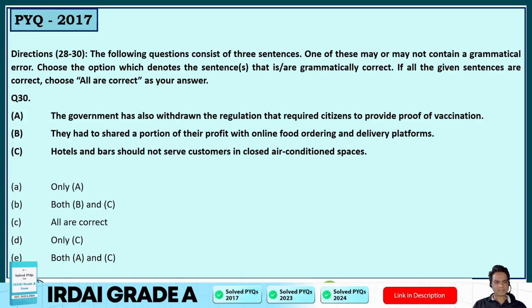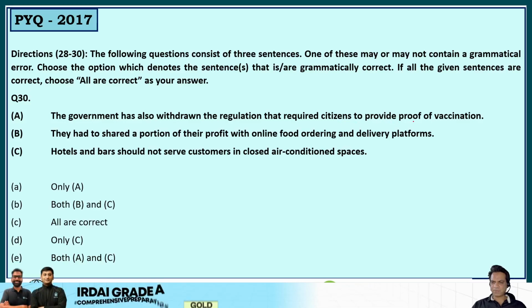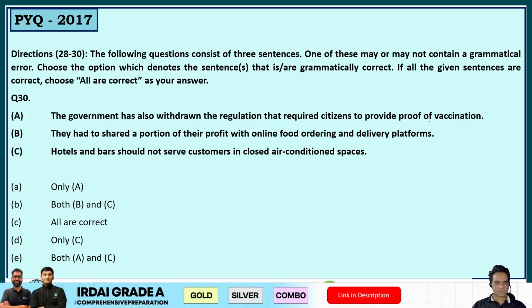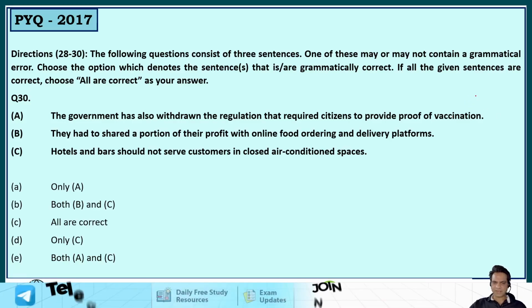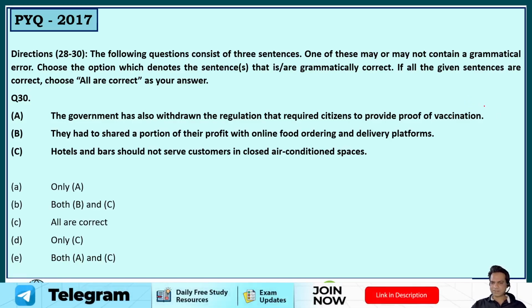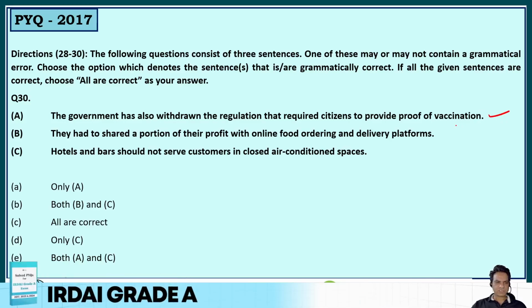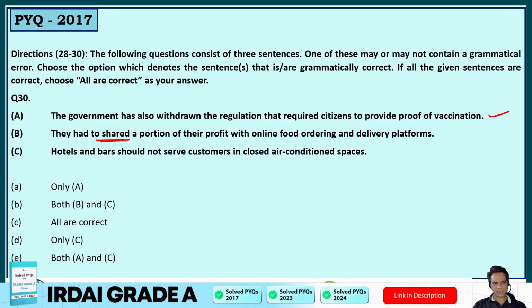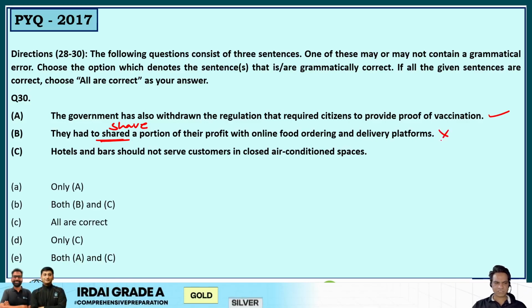The government has also withdrawn the regulation that required citizens to provide proof of vaccination. Correct. They had to share a portion of their profit with online food ordering and delivery platforms. Again, guys, they had to share, not shared.